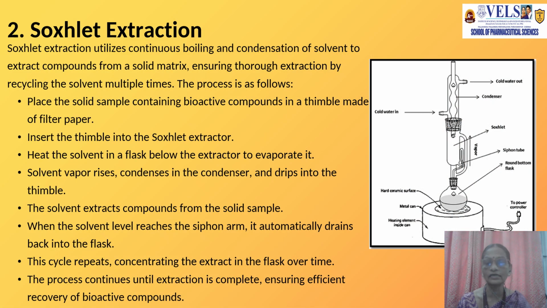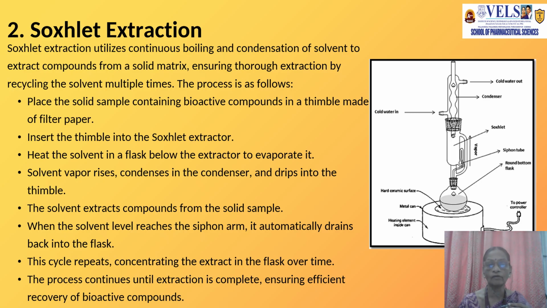Coming to Soxhlet extraction, it is a hot method of extraction. It is a continuous process. Here thermolabile substances are less suitable because heat is used. The assembled apparatus consists of a round bottom flask, an extractor and a condenser. Place the solid sample containing bioactive compounds in a thimble made of either Whatman filter paper or muslin cloth. Insert the sample into the Soxhlet extractor.